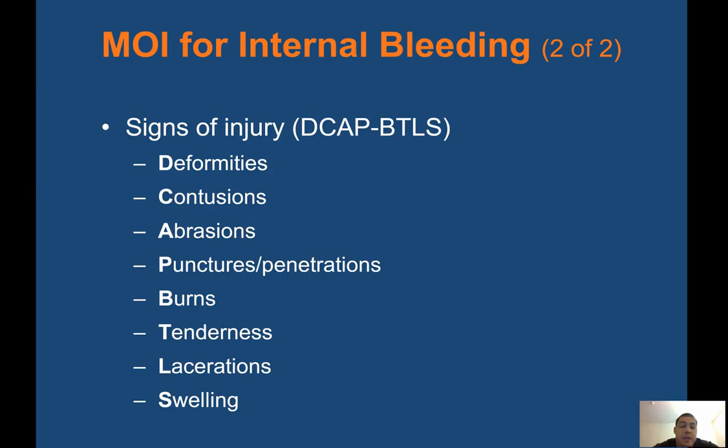So signs of injuries, DCAP-BTLS. You guys should all know this by now. Deformities, contusions, abrasions, punctures, penetrations, burns, tenderness, lacerations, and swelling.